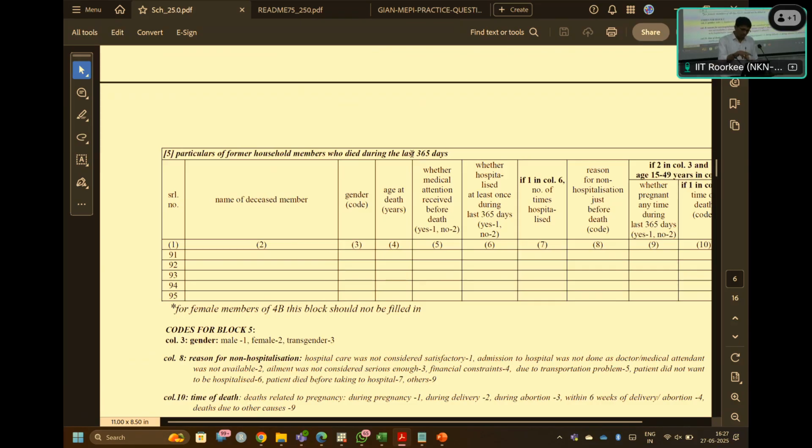And if your purpose is to understand the expenditure incurred due to funeral or other reasons mentioned here, like whether hospitalized at least once during this period, and then the person is actually deceased, if that is actually required, you can take. But for this, merging is not required. For this, append is required.